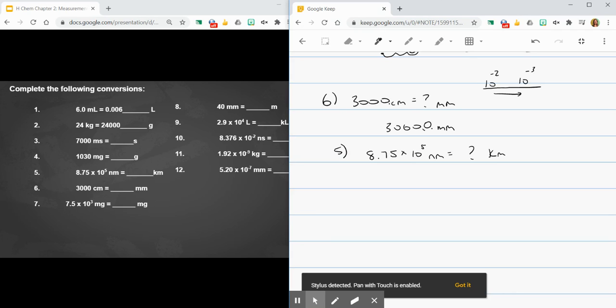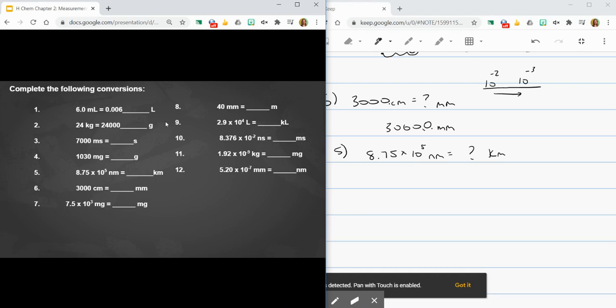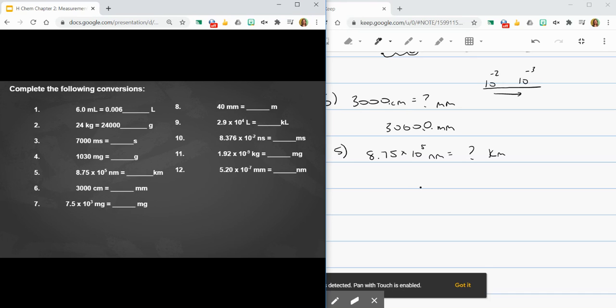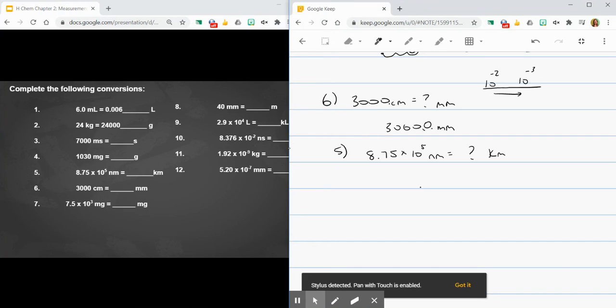So if we look back on our chart over here, nano is 10 to the negative 9, and we are trying to get to kilo, which is 10 to the 3rd. So over here, I have nano 10 to the negative 9, and I'm trying to get to kilometers, which is 10 to the 3rd power. So we are moving 12 places, 12 powers of 10 to the left. So the decimal is going to move to the left.